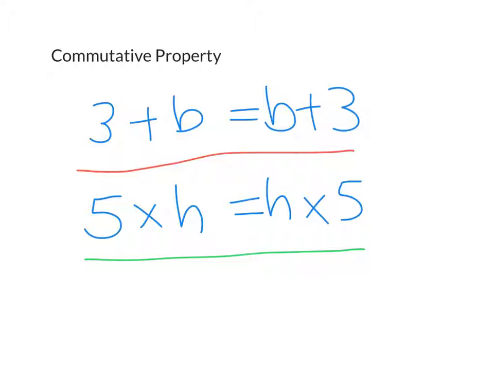Same here. There's a commutative property for multiplication too. 5 times h and h times 5 will give you the same answer, no matter what value h has.